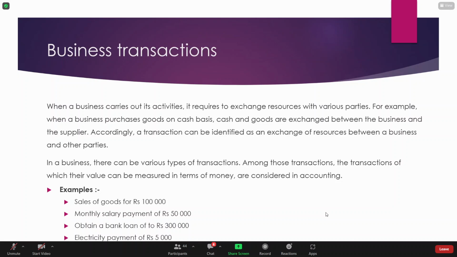So sale of goods for 100,000, monthly salary payment of 50,000, obtain a bank loan of 300,000, electricity payment of 5,000. So everything here stated comes with a monetary value. So that is considered in accounting under business transaction. So accounting transactions always come with a monetary value. It is very straightforward.